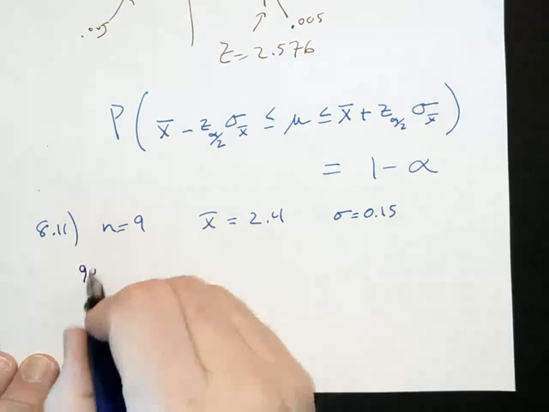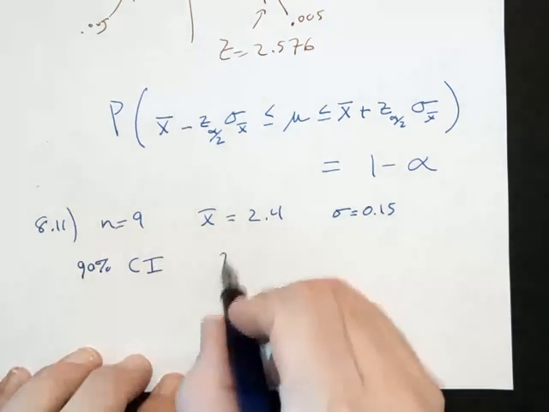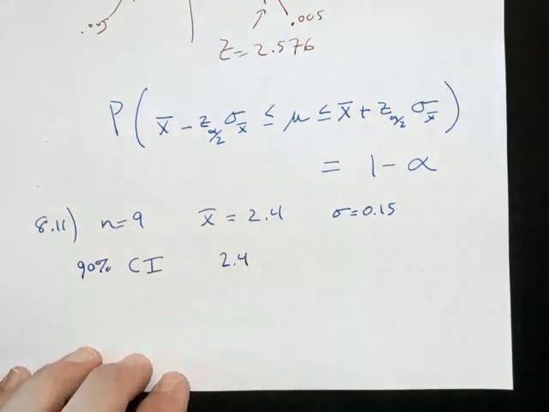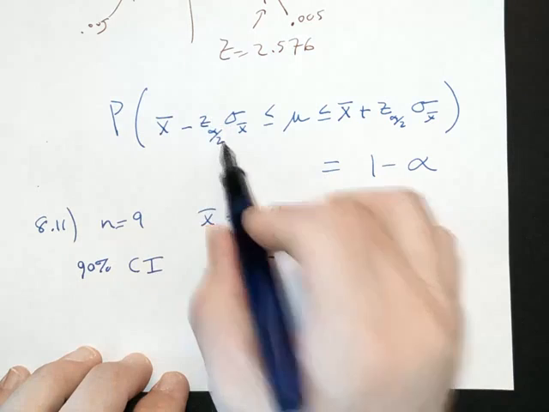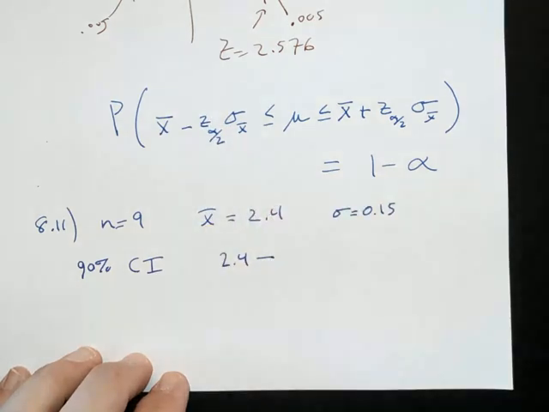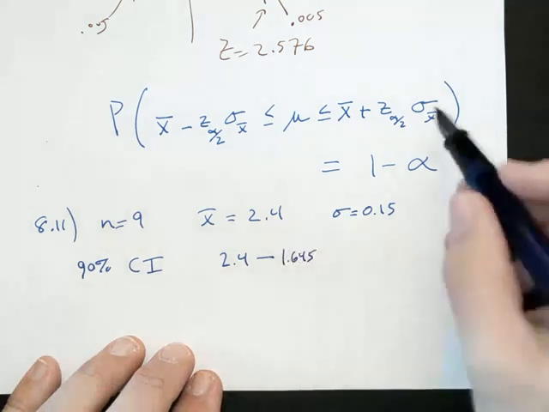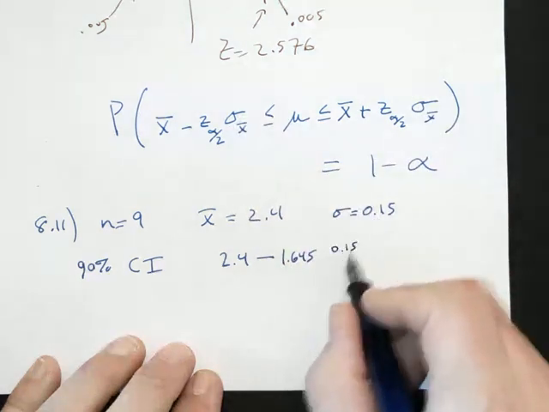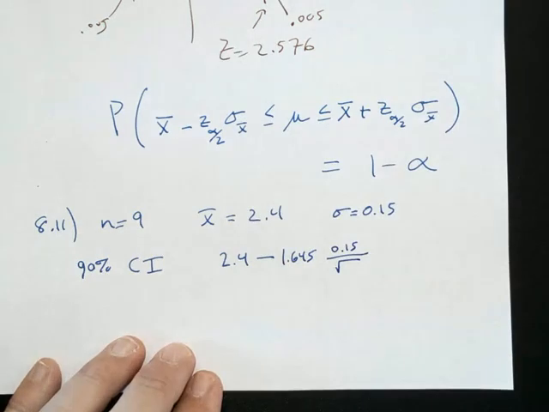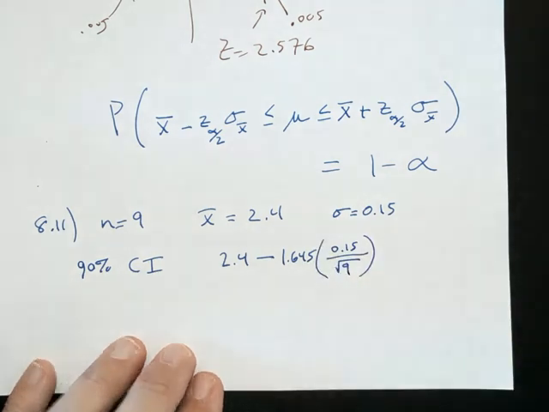A 90% confidence interval is found by taking my mean, subtracting, oh, wait a minute. What's the Z that goes with 90%? 1.645 times the standard error, that's 0.15 over the square root of how many samples did we take? 9. So let's do this calculation and tell me what you get.